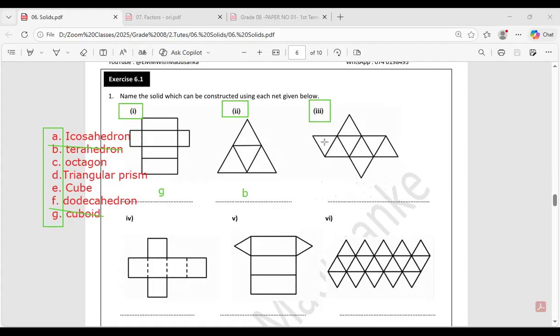How many faces are there? 1, 2, 3, 4, 5, 6, 7, and 8. 8 faces. 8 equilateral triangular faces. The solid that we discussed last week. What is that? Octagon. So this is C.